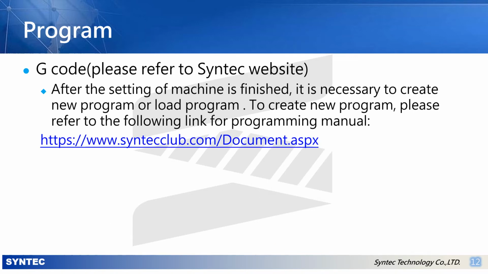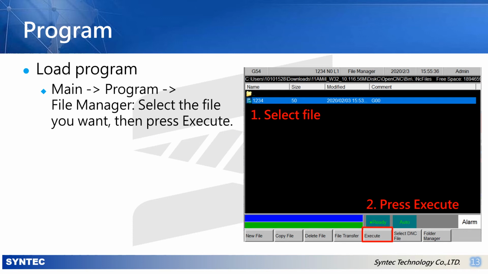After the setting of the machine is finished, it is necessary to create a new program or load a program. To create a new program, please refer to the following link for the program manual. To load an existing program, press F2 program on the main screen, then F8 file manager to select the file you want to open, and press F5 execute to load the file.